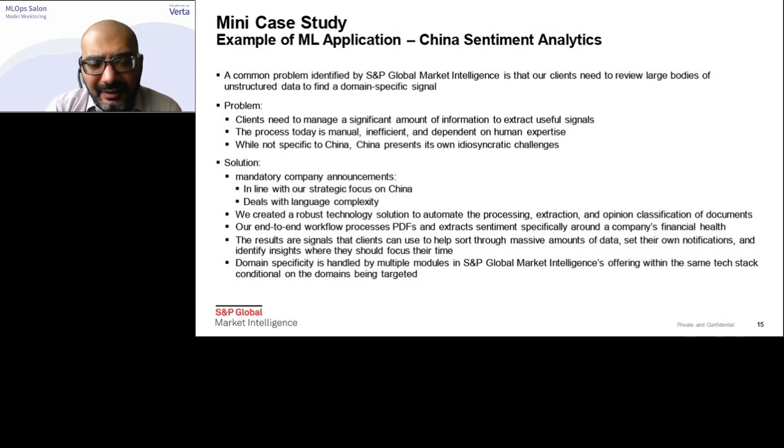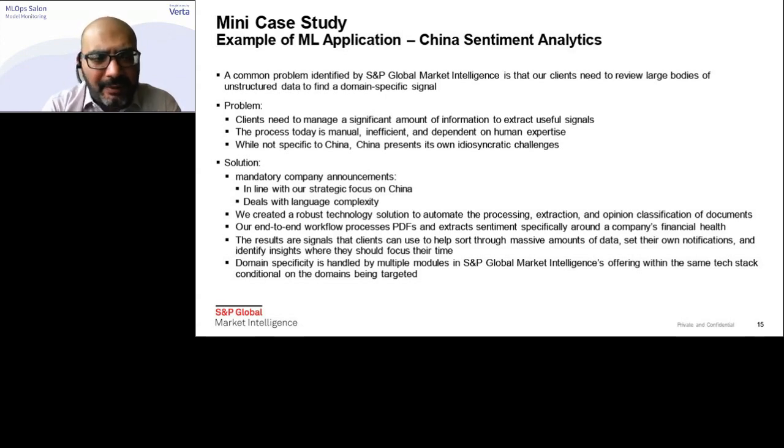So they need to have some machine learning pipeline. To go back to Ganesh's point, the signal needs to be something that's specific, domain specific. So in this case, instead of reading a lot of documents, you get an alert that says, hey, there's a material event here. Please pay attention to it and go down to it. So this is why we built these neural networks in Chinese in order to provide these signals to clients.